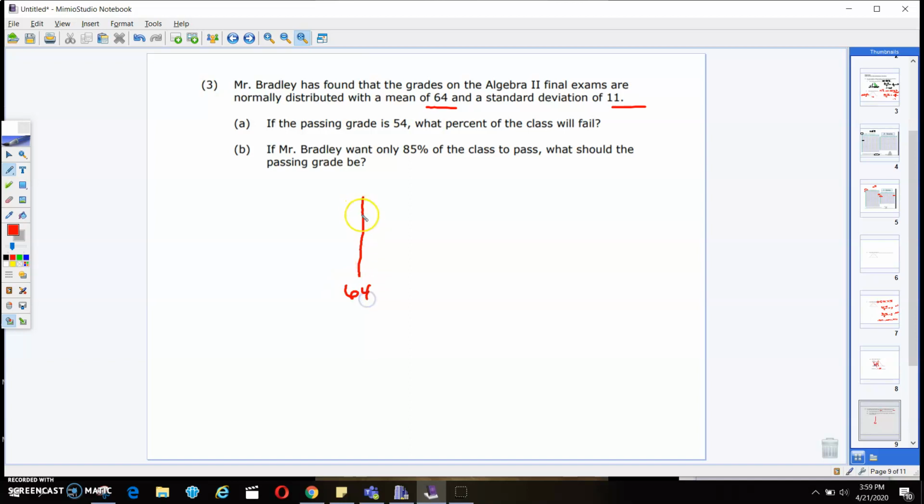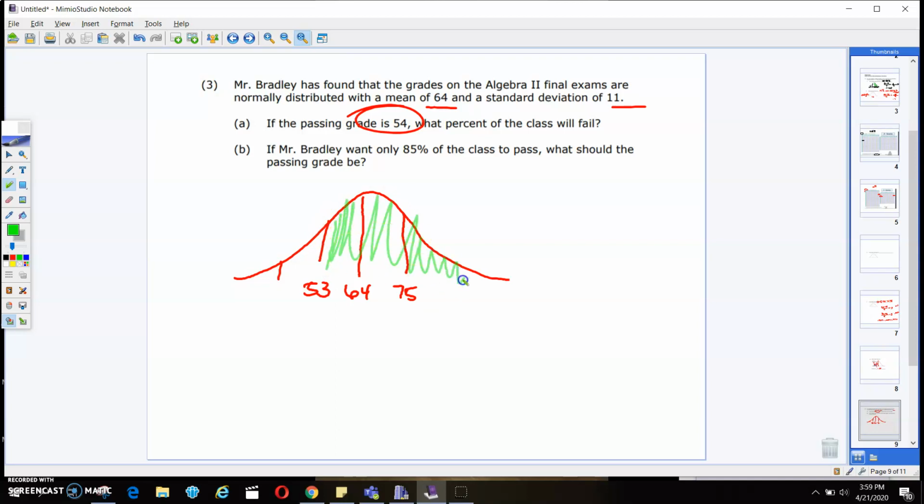So 64 is the middle. Okay, and we're doing a standard deviation of 11. So if we add 11 to 64, that's going to give us 75. If we subtract 11 from 64, that's going to give us 53. We could keep going if we wanted to, but for right now, this will tell us enough. And if the passing grade is 54, that means it's going to fall right in here. And we're trying to find all this over here.